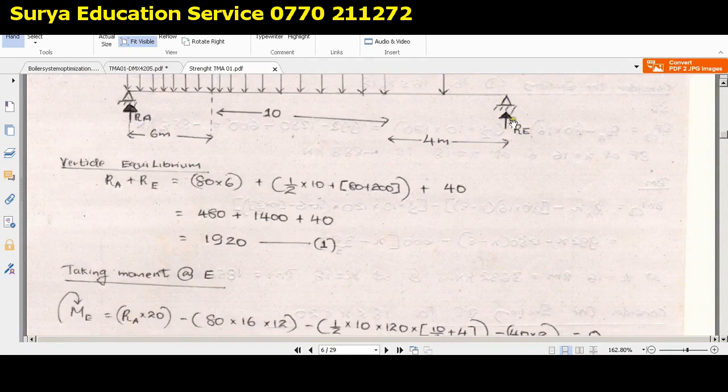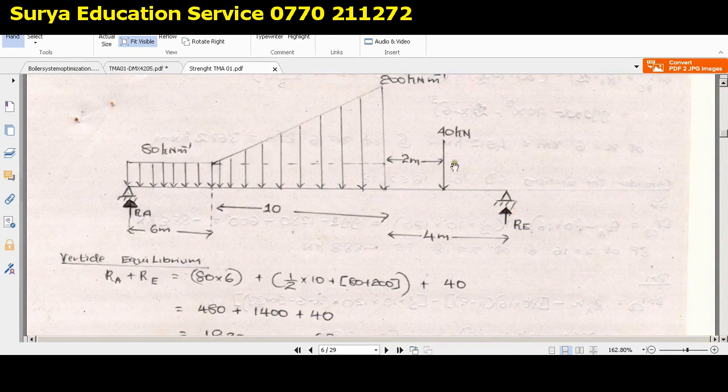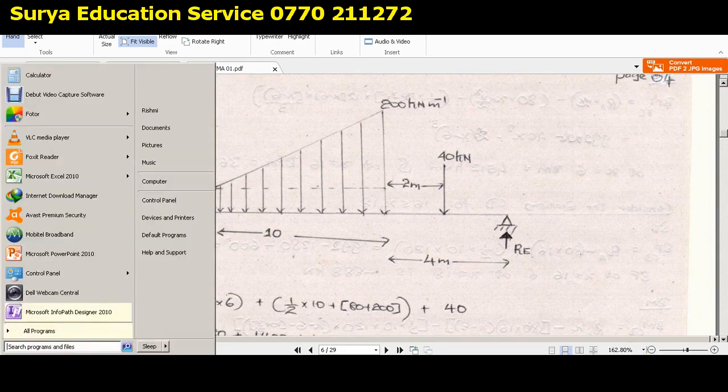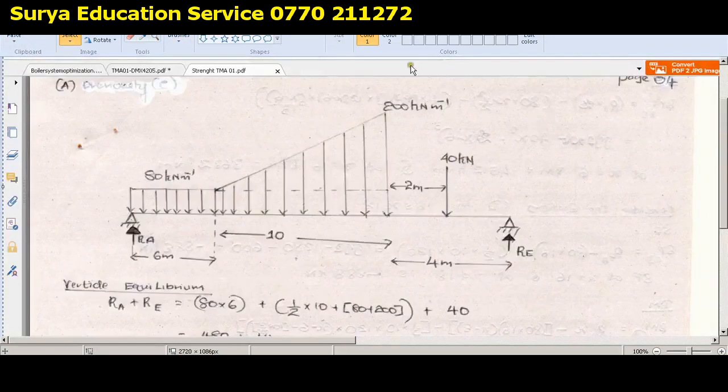You can take the moment at point E in what direction? You can take the moment in the clockwise direction. Okay, clockwise. I will just get the pen, as you can see. So now this is the point that I am going to consider to get the moments. Okay, this is the point that I am going to consider to get the moment. So now I am going to get the moments around this point because of these forces.